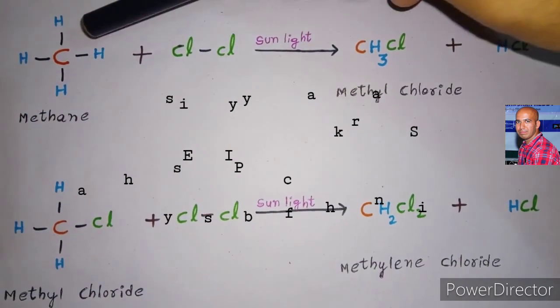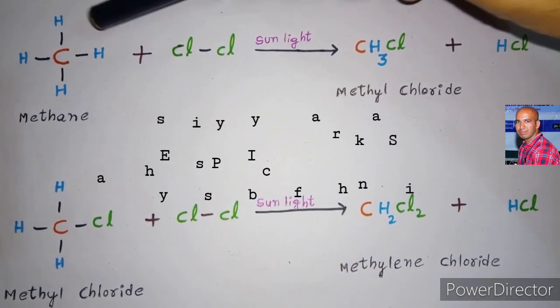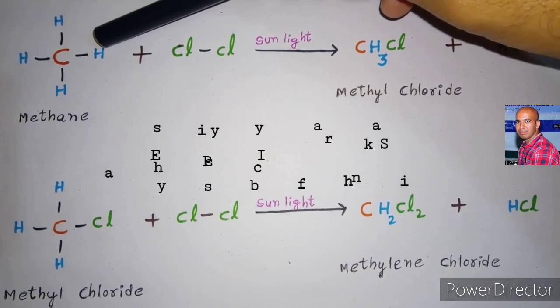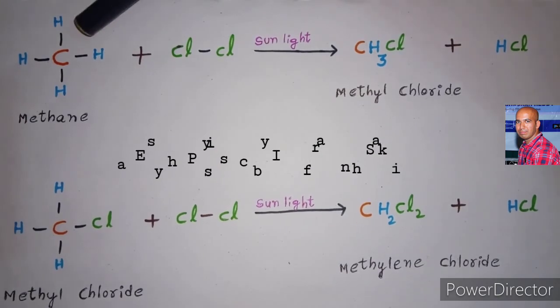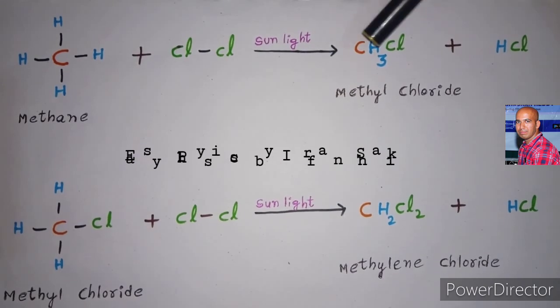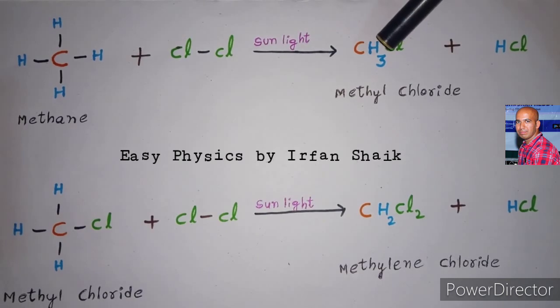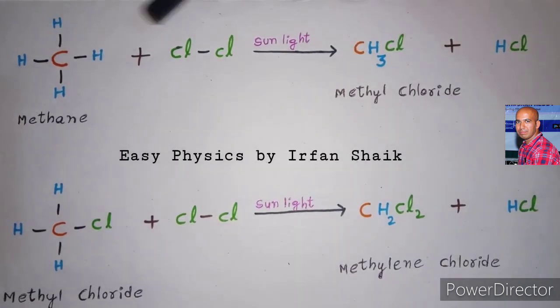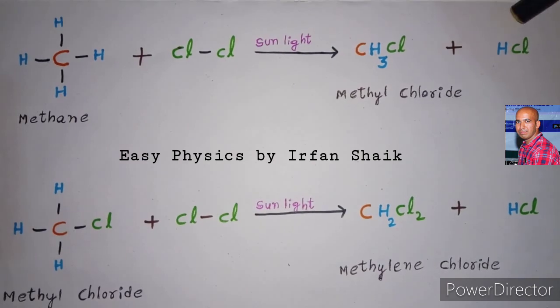Now one hydrogen is replaced by one chlorine atom. So instead of hydrogen, here the chlorine atom will replace. Observe here, CH4, instead of 4 we have only 3 hydrogens, CH3. The fourth hydrogen is replaced with a chlorine atom. So the product becomes CH3Cl, and the displaced hydrogen and the remaining chlorine will form hydrogen chloride.